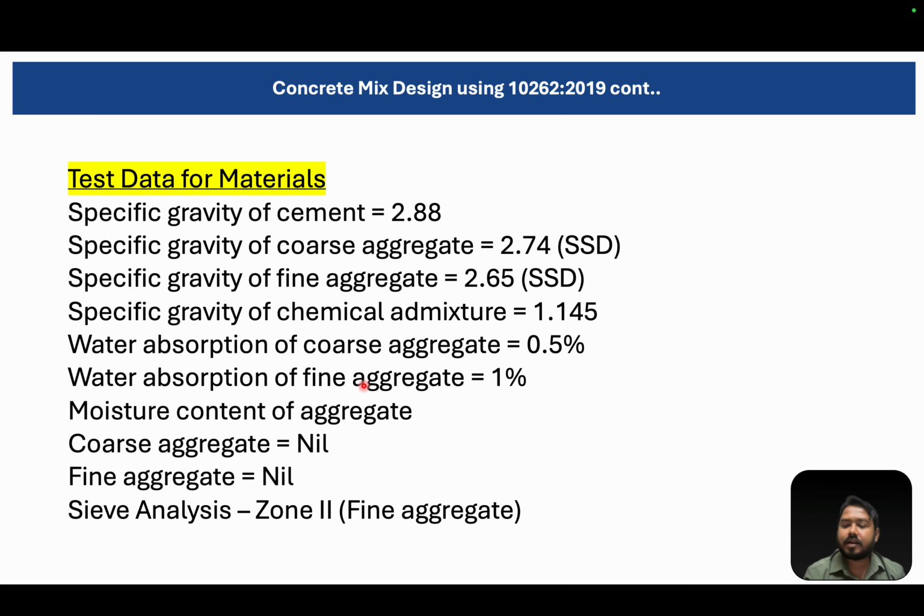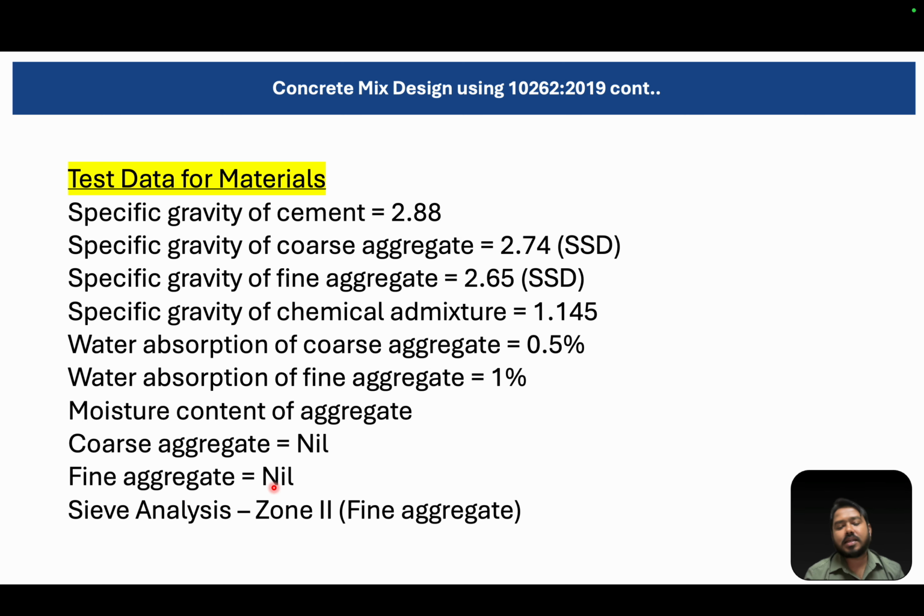So all the specific gravity data is required. Specific gravity of cement is given 2.88. Specific gravity of coarse aggregate is given 2.74, in SSD condition, that means saturated surface dry condition. And specific gravity of fine aggregate is also given 2.65, SSD. Chemical admixture is given 1.145. Water absorption of coarse aggregate and fine aggregate is given correspondingly 0.5% and 1%. Moisture content is given nil for both the coarse aggregate as well as the fine aggregate.